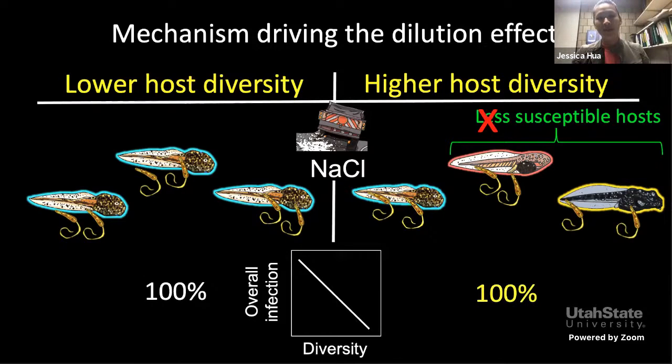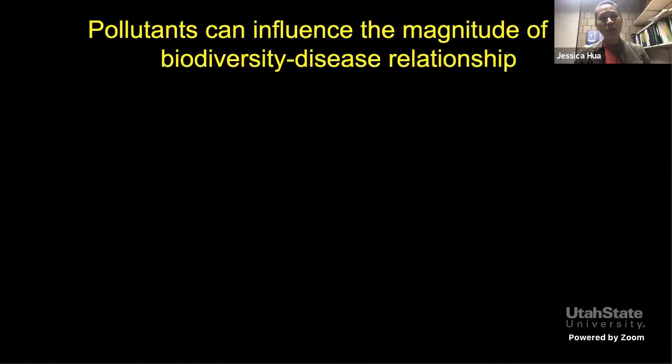Instead, we might see something like this. So even though there's higher host diversity, we may not see that benefit of a reduction in overall infection. And so with that in mind, we came to the hypothesis, and we hoped to test the hypothesis that pollutants play an important role in shaping this magnitude of the biodiversity disease relationship.